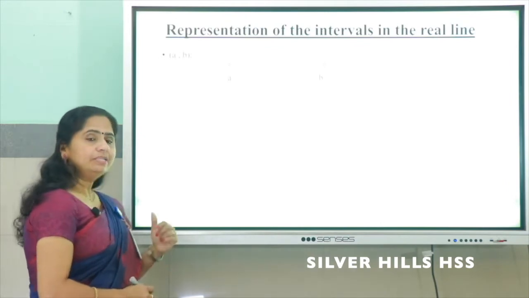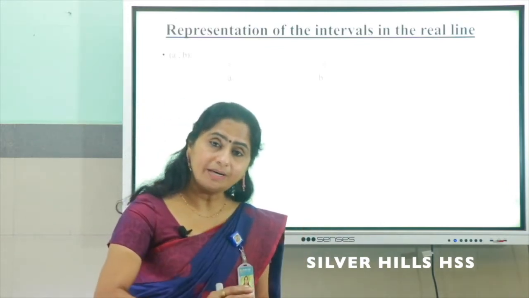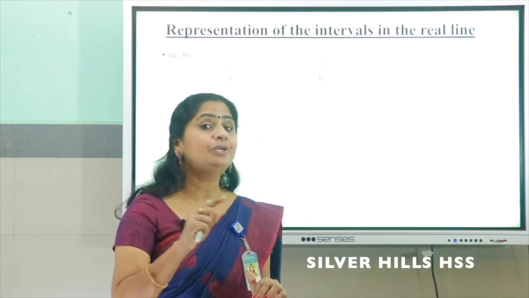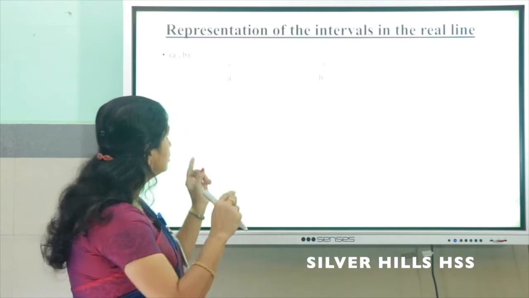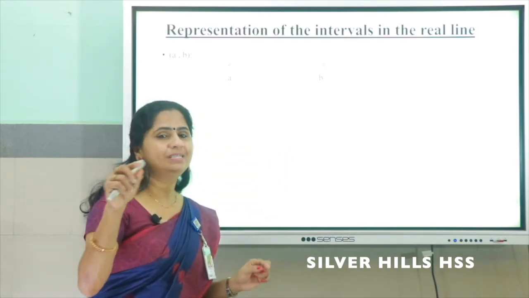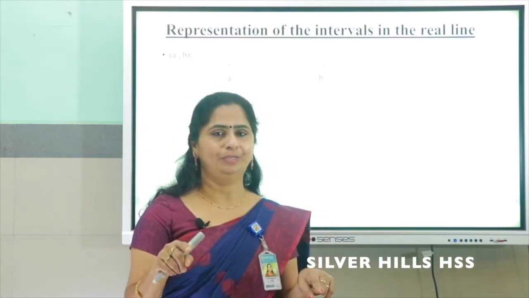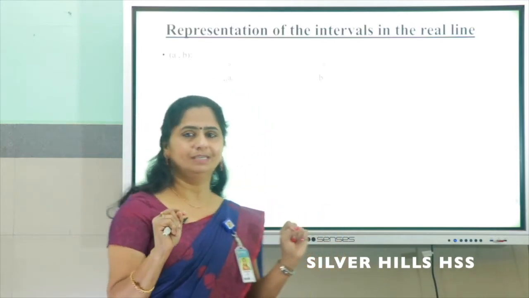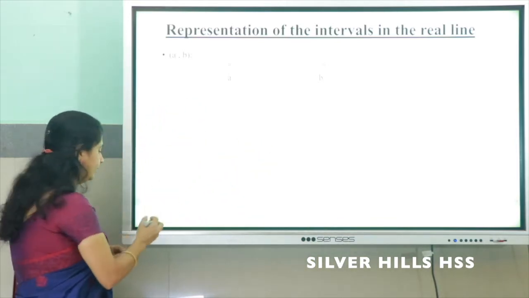When we say open interval AB, it means x can take all the values between A and B but not A and B. So, how do we mark it on the number line? We just draw the line from A to B, and at A and B we put an open circle, which means those 2 points are not included. So, we denote it by an open circle and the rest of the values are included. So, the line is drawn there.